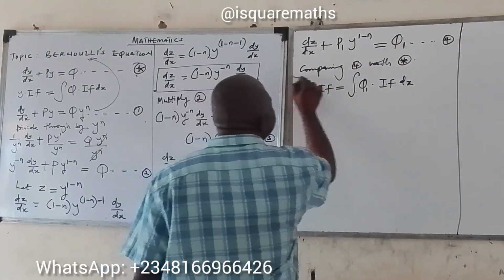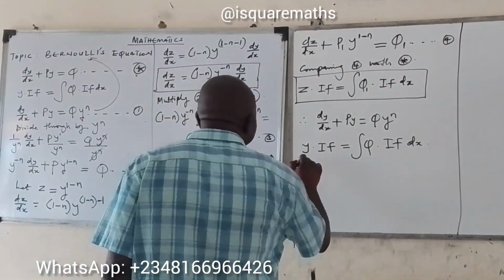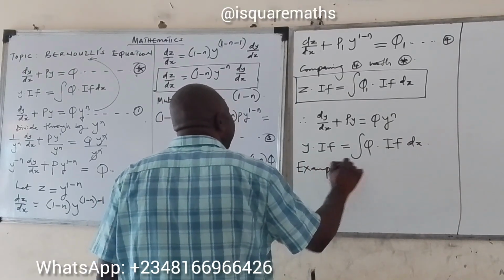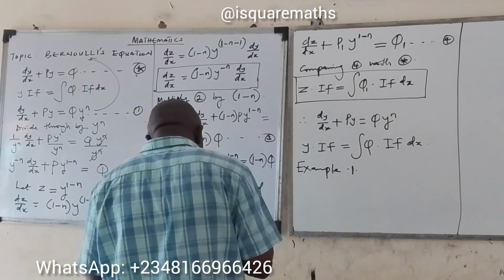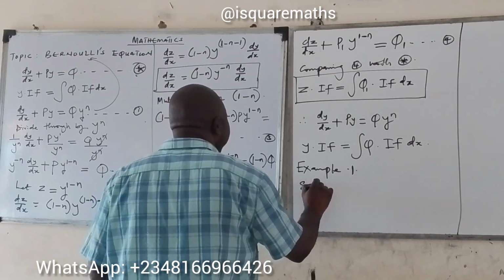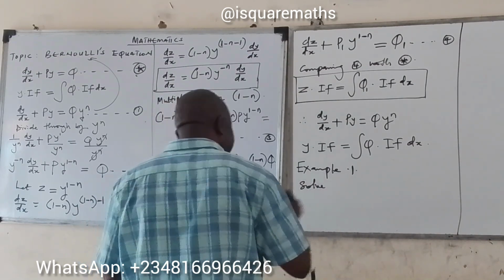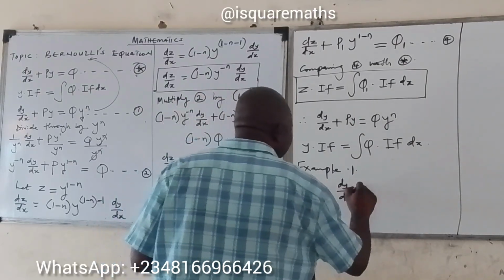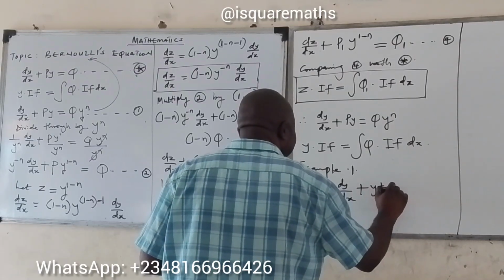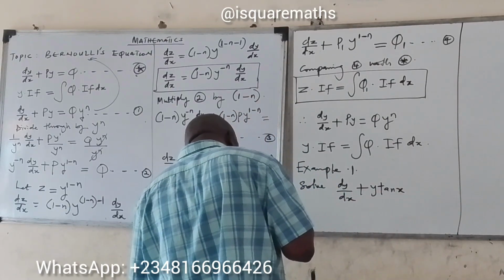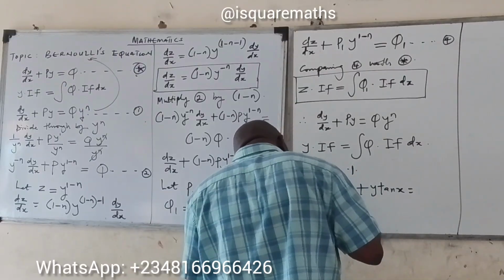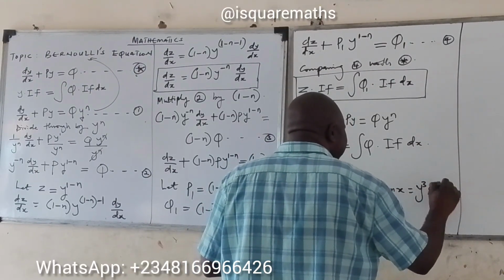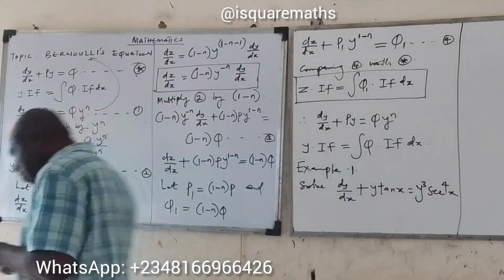So now we're going to solve some examples. Now let's look at example 1. We have to solve dy/dx plus y tan x is equal to y raised to the power of 3 sec power 4x.